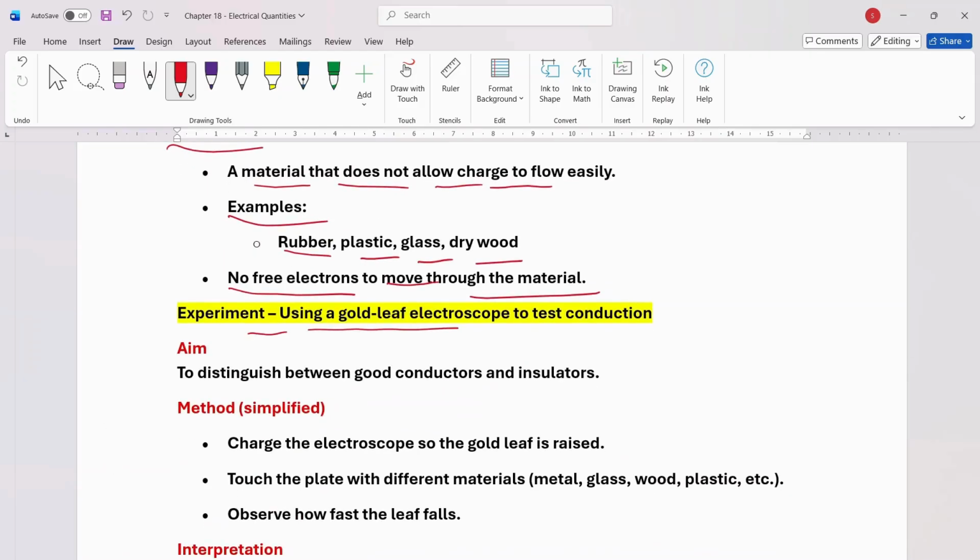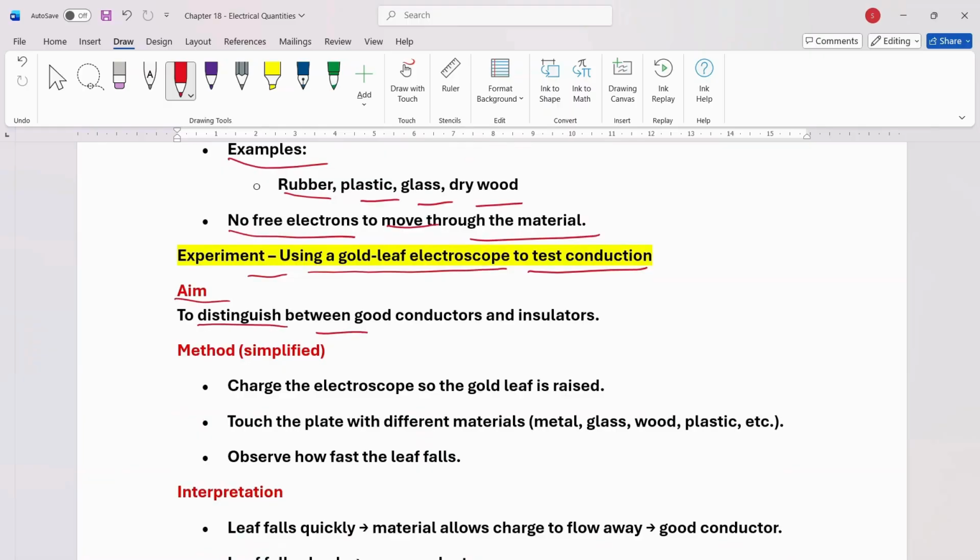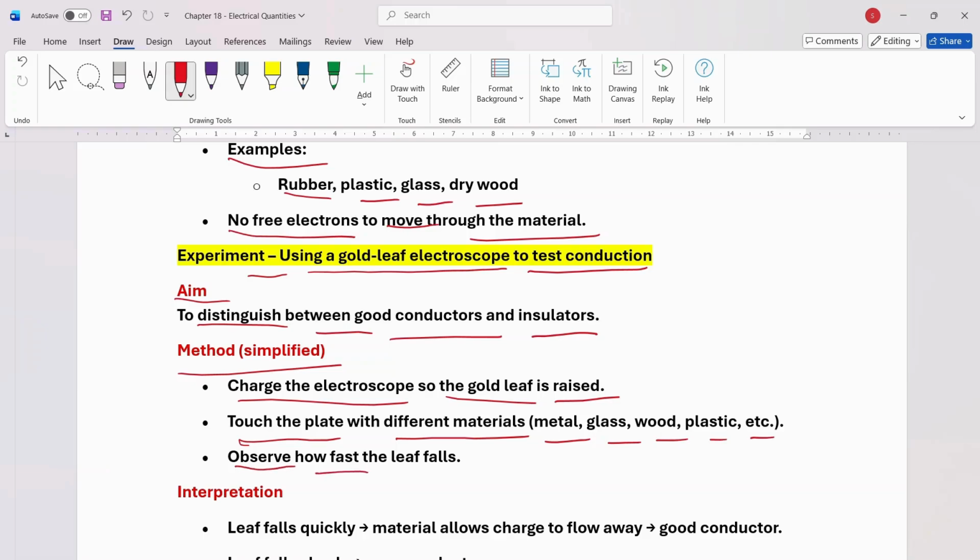Experiment using a gold leaf electroscope to test conduction. Aim: to distinguish between good conductors and insulators. Method: charge the electroscope so the gold leaf is raised. Touch the plate with different materials: metal, glass, wood, plastic, etc. Observe how fast the leaf falls.